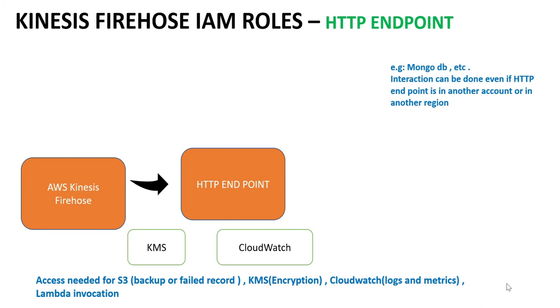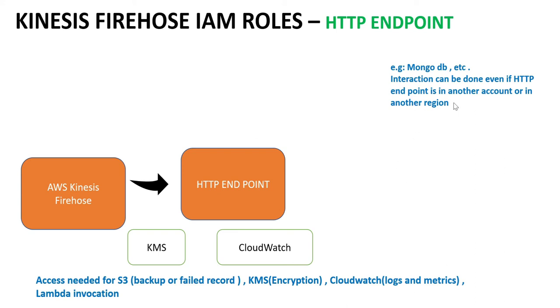Now what if you have to write this to a MongoDB, etc.? So Kinesis Firehose can put the data to an HTTP endpoint. You can still use encryption, you can use CloudWatch, etc. So what you have to do is you still have to provide S3 access, because your backup or failed record will go there. Encryption will happen through KMS. You have to provide that access. Log access you have to provide. And if you're using Lambda, then Lambda invocation access also you have to provide.